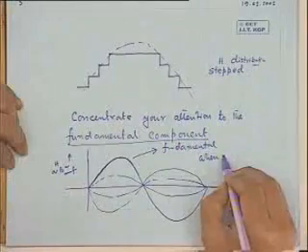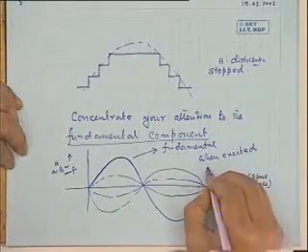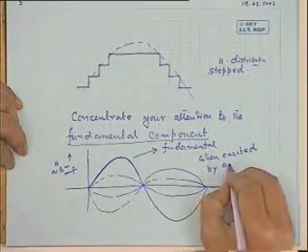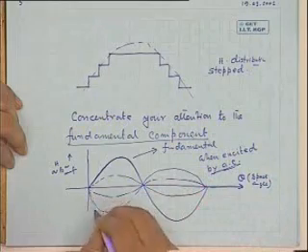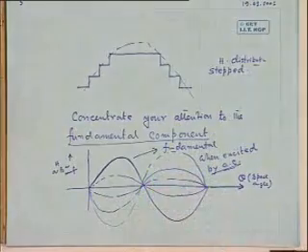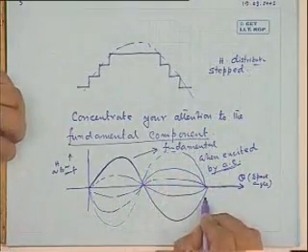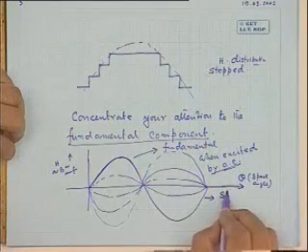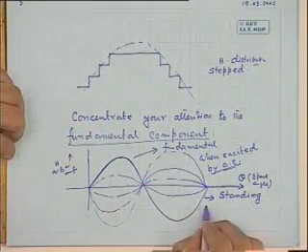And this MMF, that is, when the coil is excited by AC current, this will be the sort of MMF distribution. And this sort of MMF distribution, or H or B distribution, is called a standing pulsating wave.